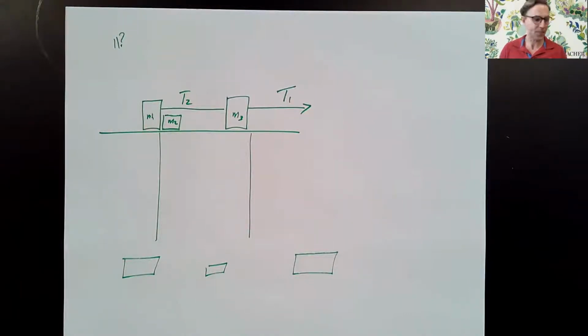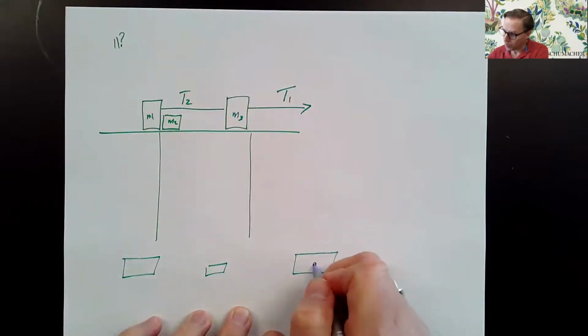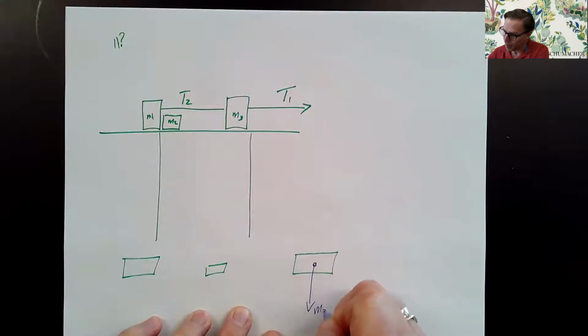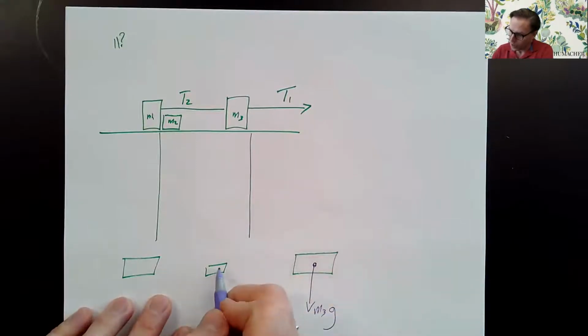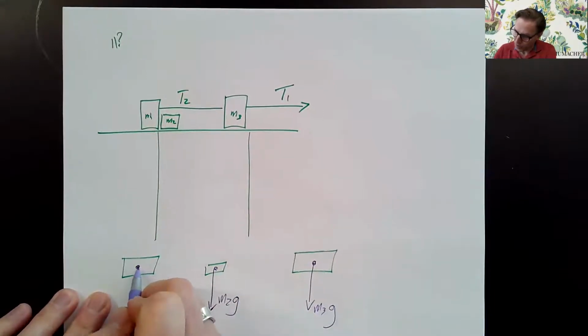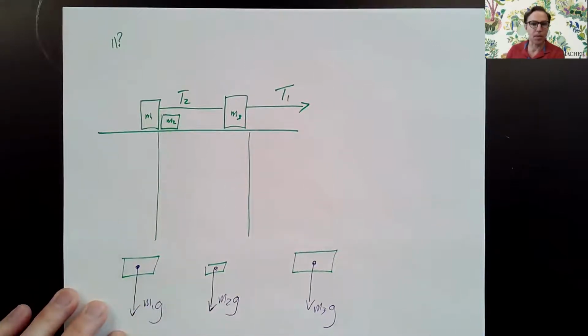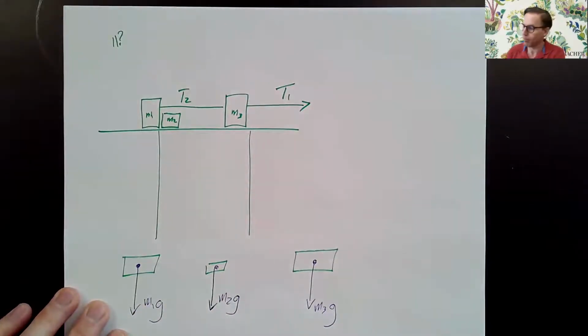All right, and we're back. So I'm going to start with this one and say Earth pulls it down with a force M3G. Why don't I just do the Earth force on all of them? Earth pulls this one down, and Earth pulls this one down, M1G. Makes sense, right? The Earth pulls each of the blocks down.